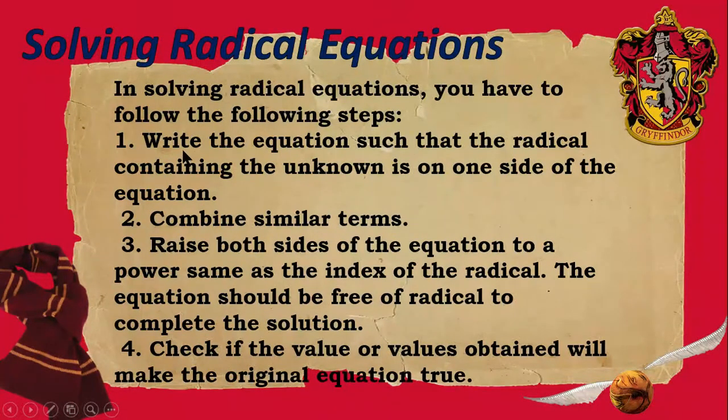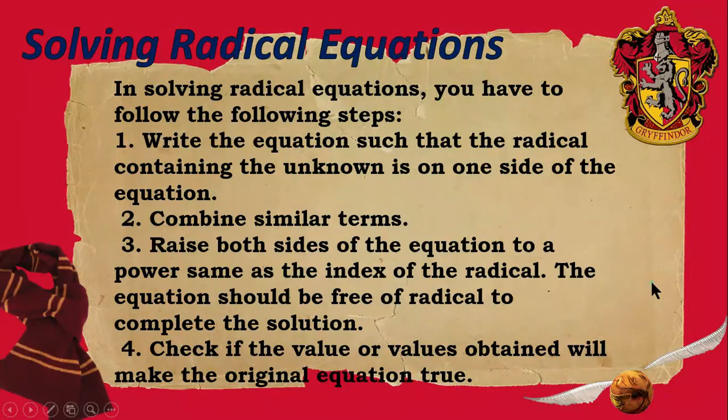Okay, in solving radical equations, you have to follow these steps. Number 1. Write the equation such that the radical containing the unknown is on one side of the equation. Number 2. Combine similar terms. Number 3. Raise both sides of the equation to a power the same as the index of the radical. The equation should be free of radicals to complete the solution. And then the last step, check if the value or values obtained will make the original equation true.